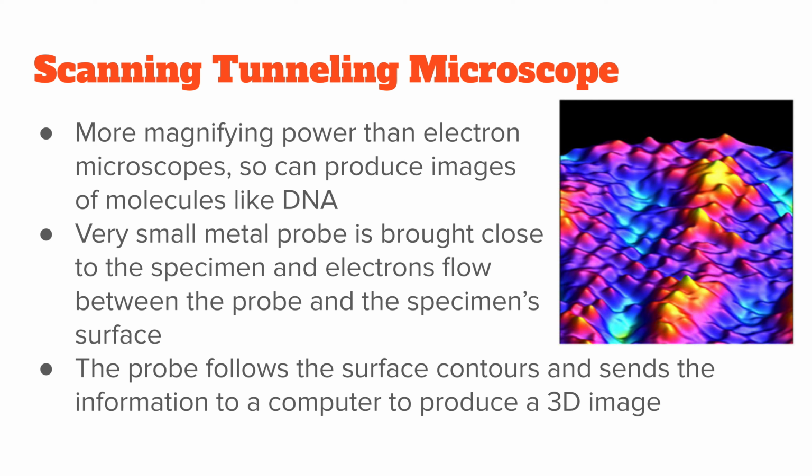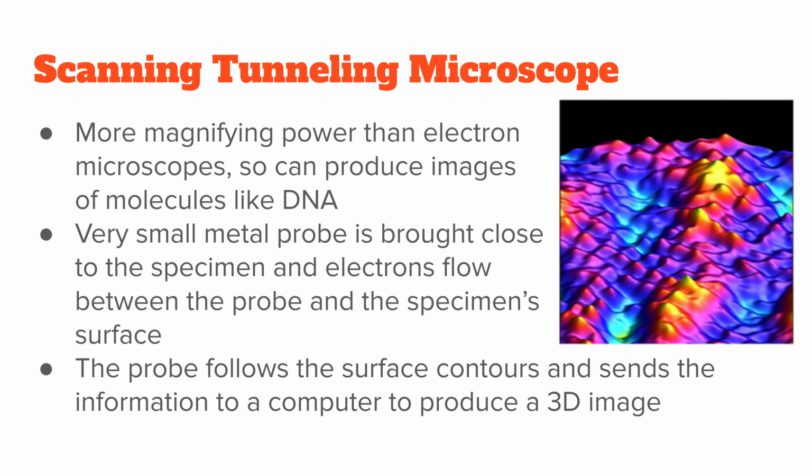And we also have something known as a scanning tunneling microscope. This has much more resolving power than an electron microscope does, so we can use it actually to get images of molecules like DNA. And sometimes chemists will use this as well in order to try and guess at the structure of an unknown molecule.